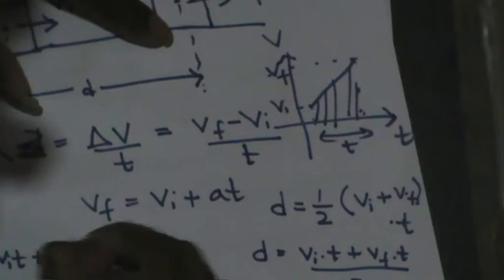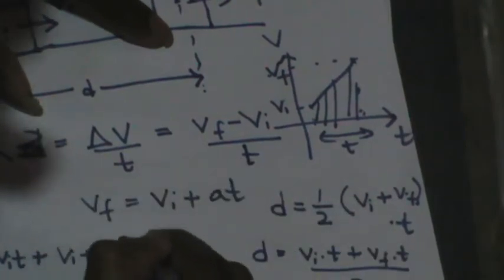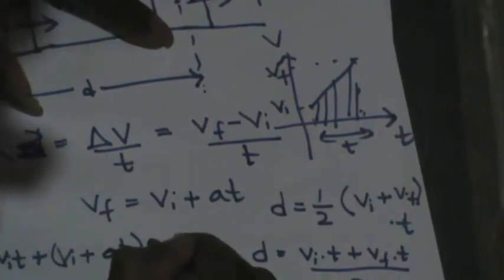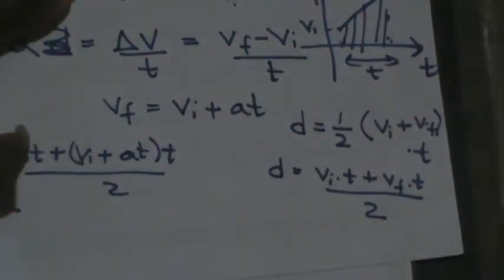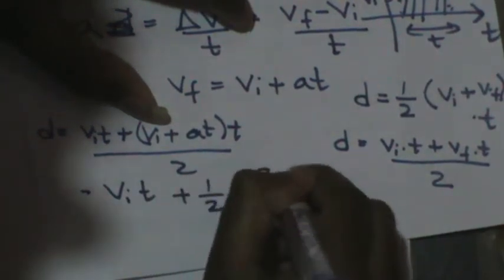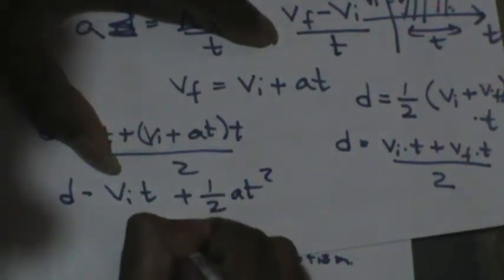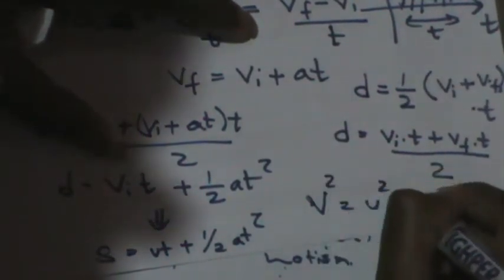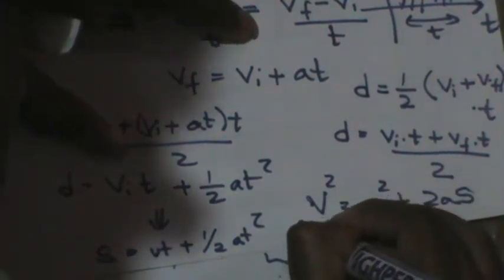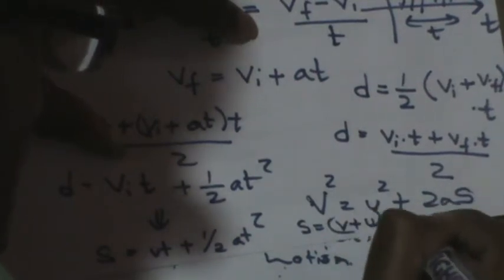Now you know that Vf equals Vi plus At, so D is equal to Vit plus Vft, where Vf is Vi plus At, times t by 2. So here is Vit, here is Vit, and here is Vit. So 2Vit divided by 2 is Vit, plus half AT squared. This is the normal equation we use, S equals ut plus half AT squared. Similarly you can derive V squared equals U squared plus 2AS, and S equals the average of the two velocities times T.